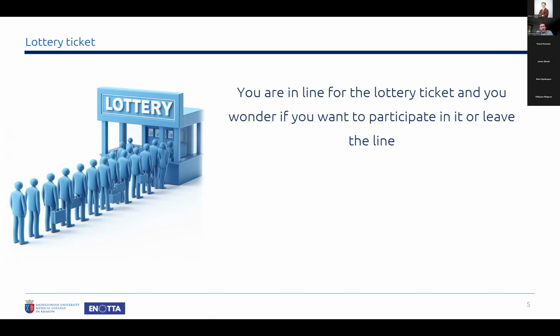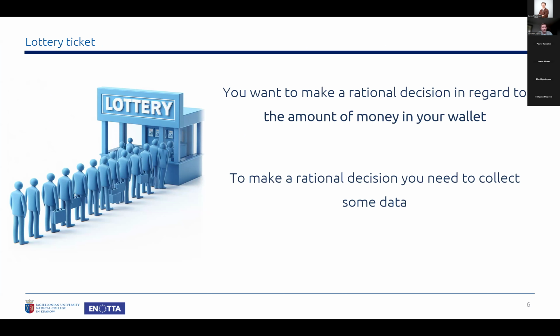Imagine you are in line to buy a lottery ticket, deciding whether to wait in line and buy the ticket, or just leave the line and go home. Buying a ticket gives you a chance to win the lottery prize, but you risk losing your money and time spent waiting for the ticket. If you want to make a rational decision, you need to collect some additional data, some additional information.